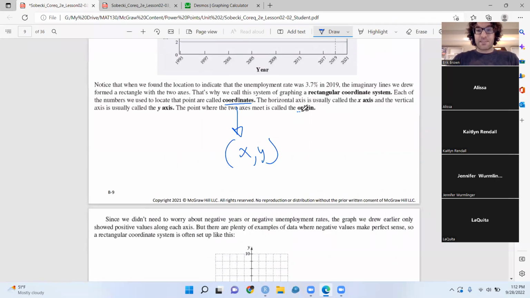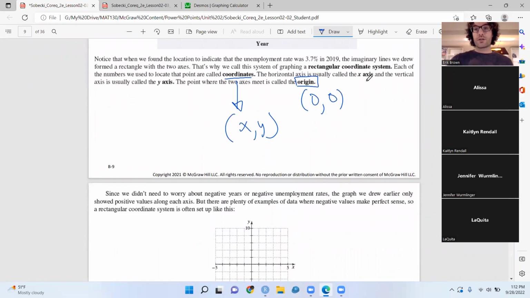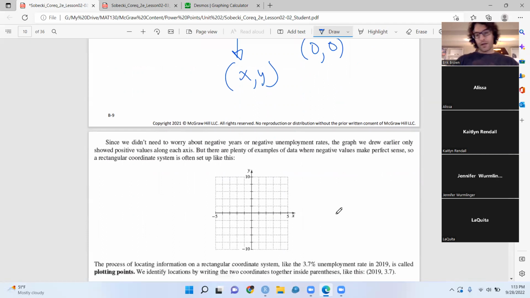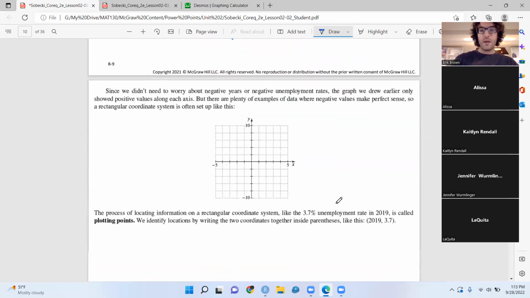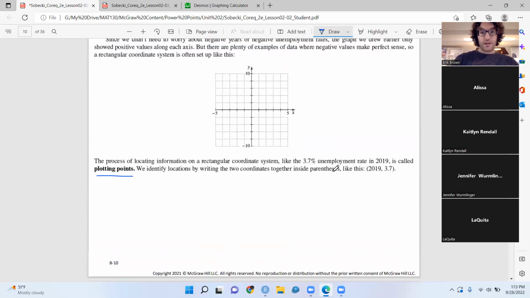And then we have a special point on the graph. It's called the origin. That's where the x and y axes meet, and that's when x is 0 and y is 0. Also note the x-axis is referred to as the horizontal axis because it's like this, and the y-axis is a vertical axis. All we've really done is smash together two number lines and created a system like an ordered pair system.